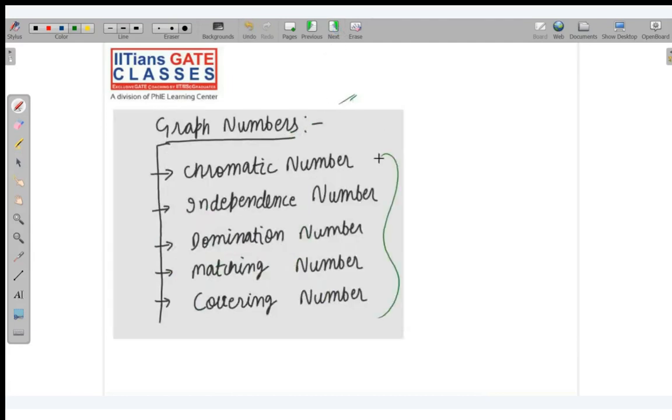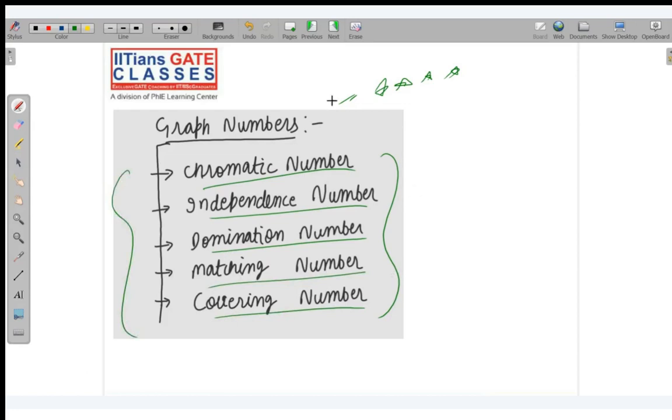So graph numbers we are going to start. It is again a very important topic. Many times questions have been asked. Chromatic number, independence number, domination number, matching number, and covering number. Total 5 graph numbers we have to study. Take snapshot. I will start with chromatic number.